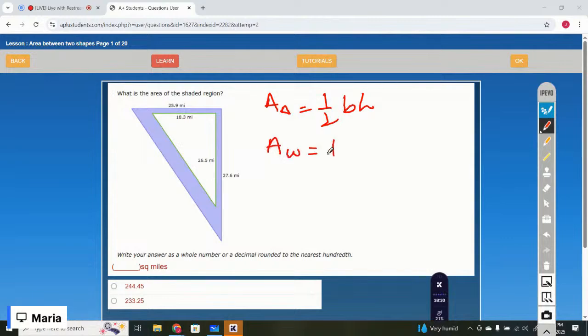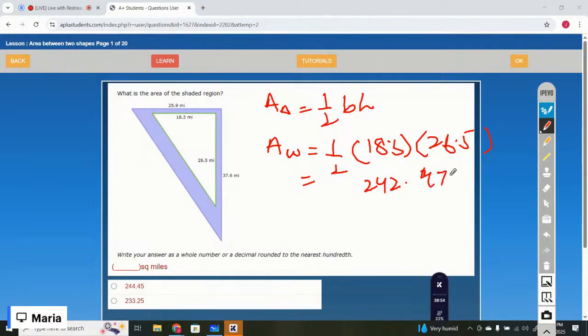Calculate the area of the white one. That is half times base, which is 18.3, times height, which is 26.5. So 18.3 times 26.5 is 484.95, divided by 2. That is 242.475.